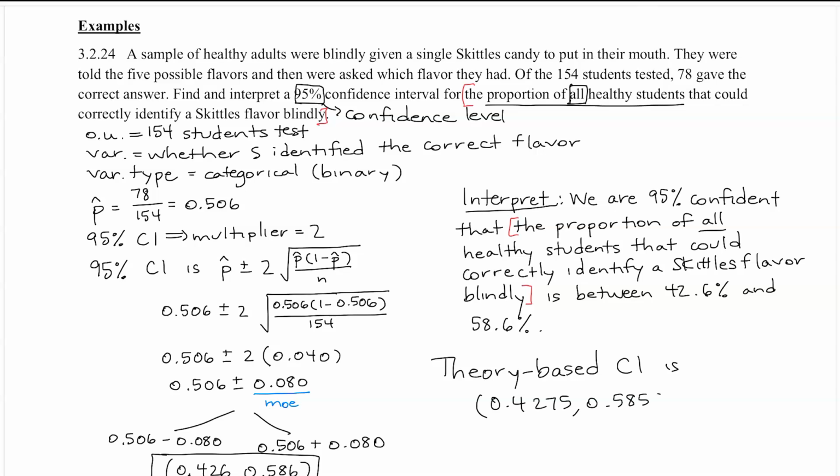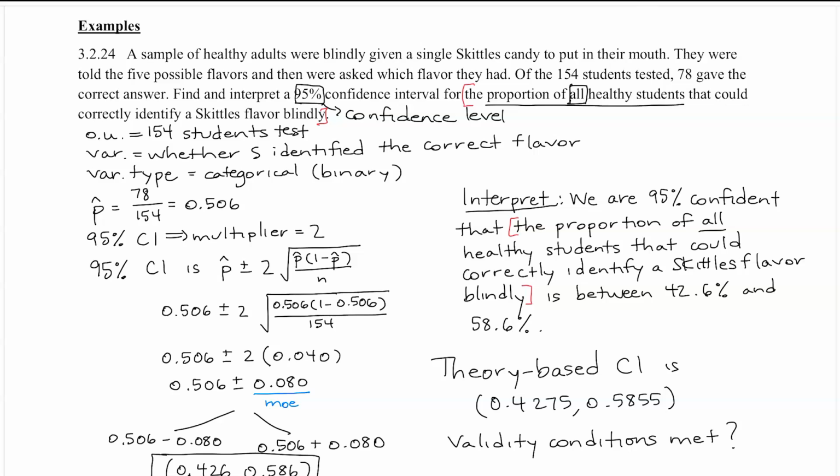We only ever will use the computer to get the theory-based confidence interval: 0.4275 up to 0.5855. And you can compare that to what we got using the 2SD method and notice that they're pretty close to each other. And we should check the validity conditions.